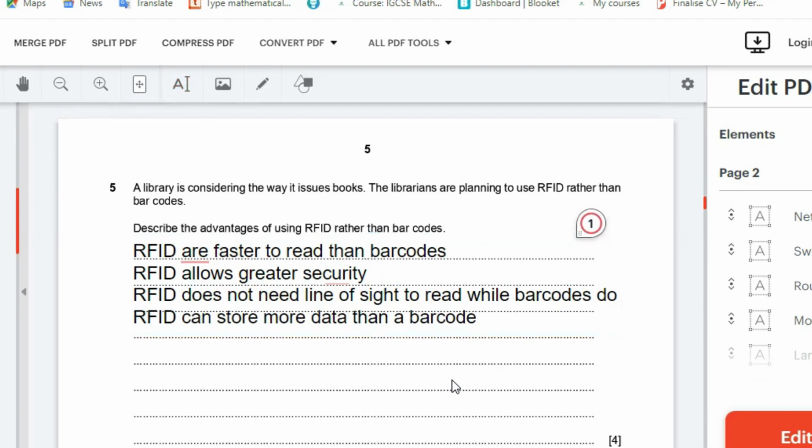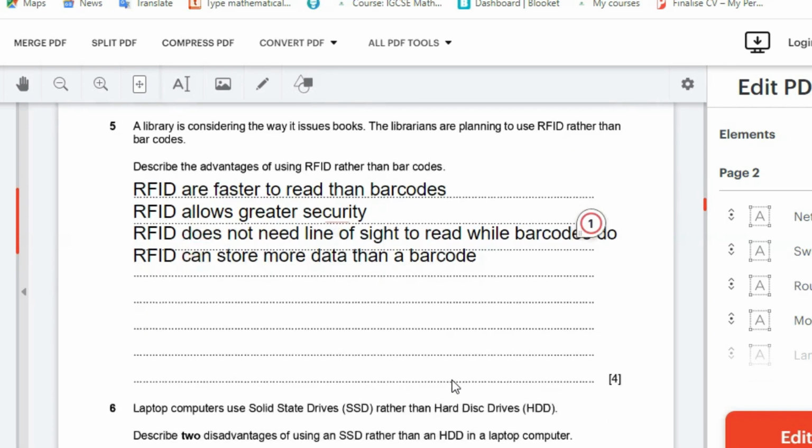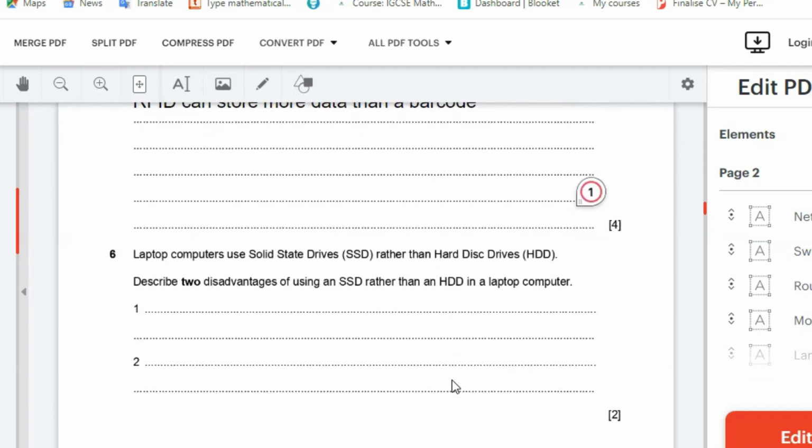Others include RFID can scan multiple items at the same time, while a barcode cannot do that. RFID tags can be rewritten, that is, you can write them again. So that means they can be reused, but a barcode cannot be reused. RFID tags are more robust, as barcodes will not scan if damaged. All those are what you can put down as your answers. Number 6.